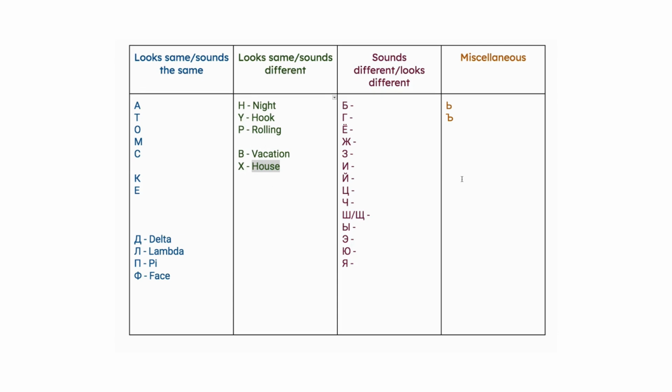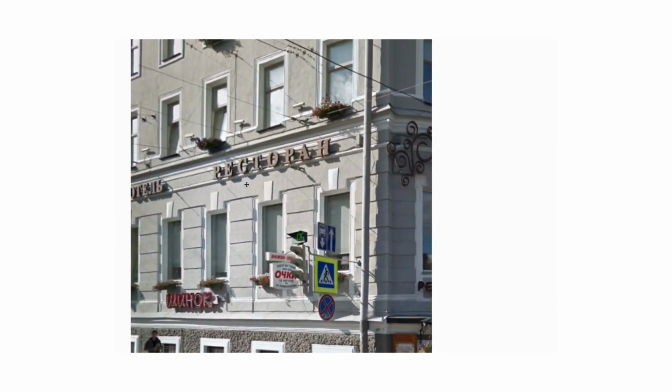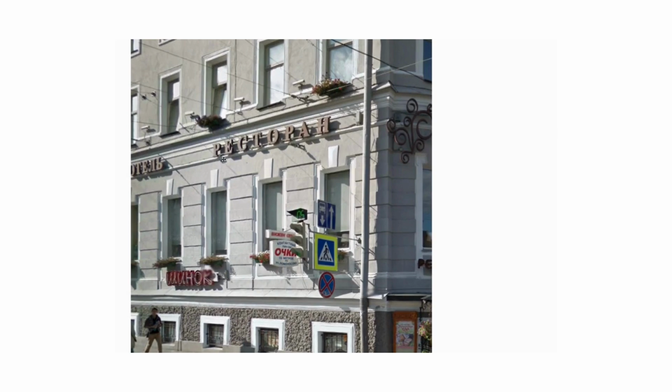So you can read more signs in Russian. Let's do that. Okay, so we have the rolling r, I, s, t, o, re, a, and the night, n. Restaurant. This means restaurant in Russian.